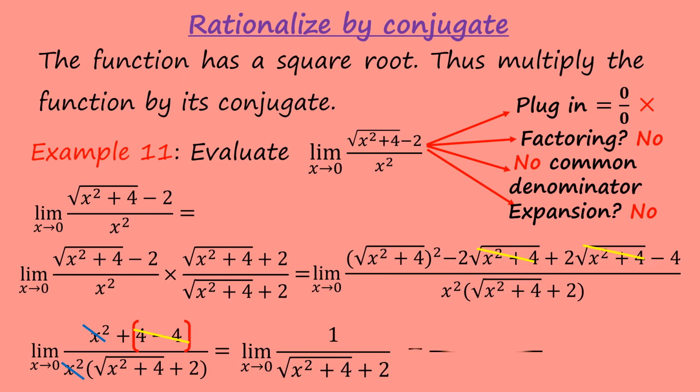Now, we can then do our substitution. We can input the value of 0 into this. Then we'll be left with the square root of 4, which is going to give you 2, then plus 2. Then we have 1 as our numerator. In this case, we are going to get 1 over 4 as our final answer.